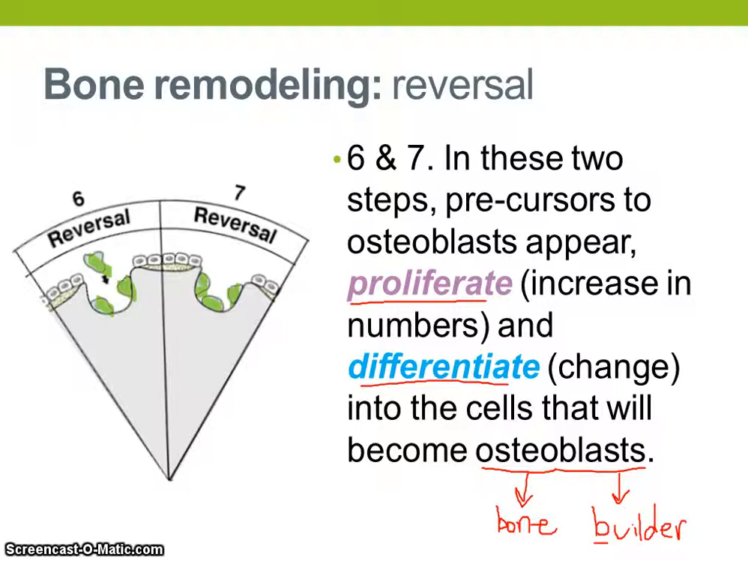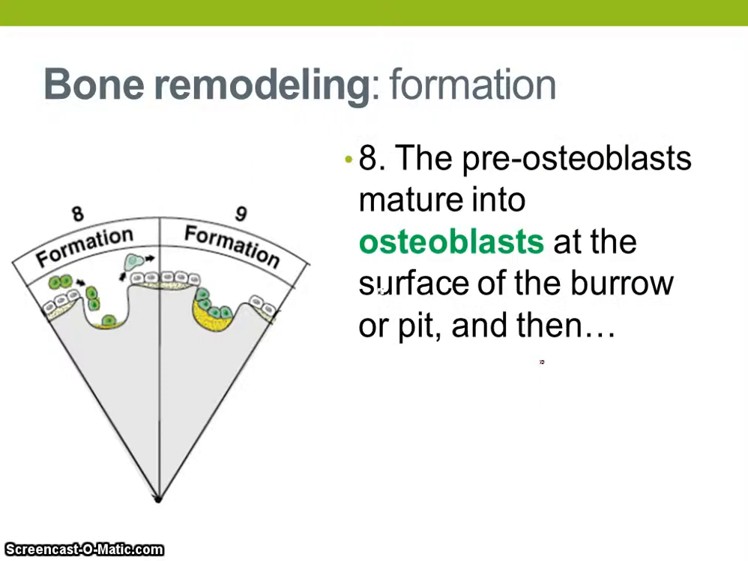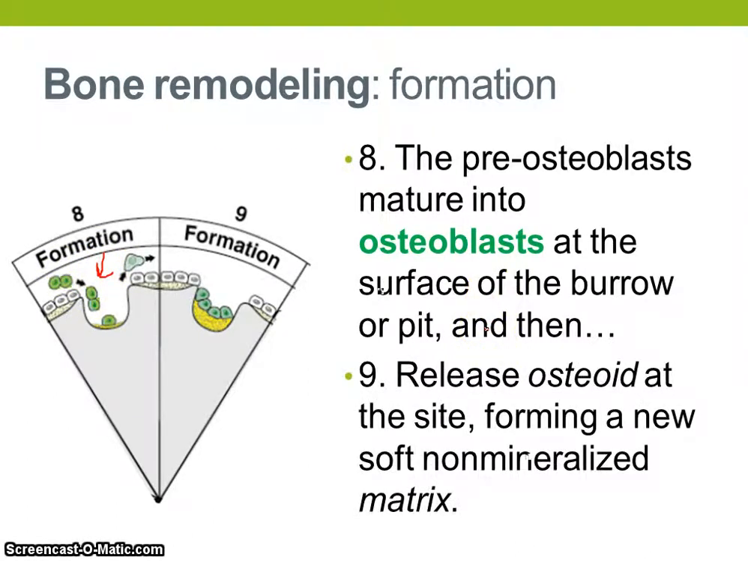So now that the reversal has happened, you're ready to go. As you might imagine, you start the steps called formation, steps 8 and 9. Looking on your wheel, we're going to color in those mature osteoblasts in green. And at the surface of the burrow, they're going to start essentially pooping out this substance that's called an osteoid, which is a soft, non-mineralized matrix.